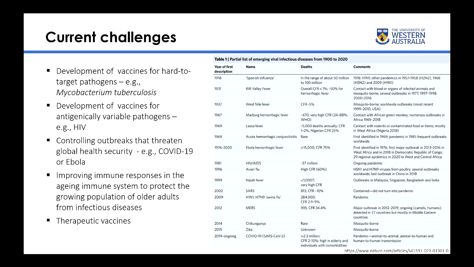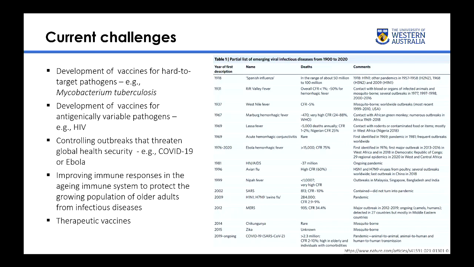Not only these, which are sort of panic things, but also improving immune responses in aging individuals. We are all aging, all populations in every country are aging, so we need to improve the immune response in older adults as well. And then think about therapeutic vaccines, including in the context of cancer. So those CD8 T cells, for instance.